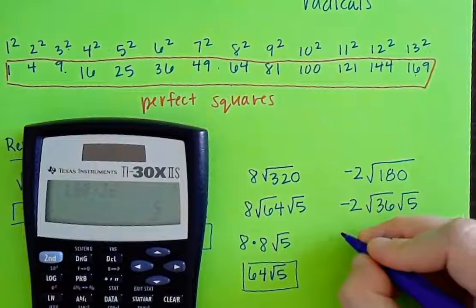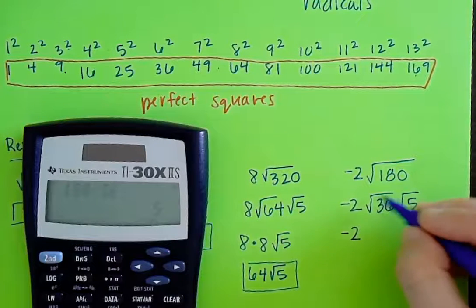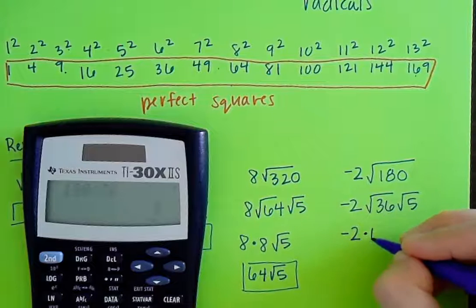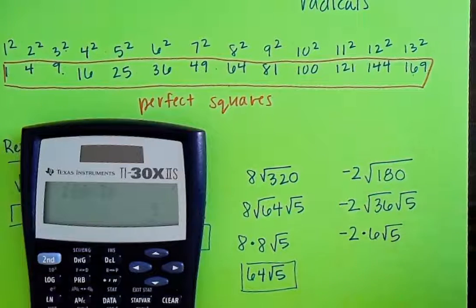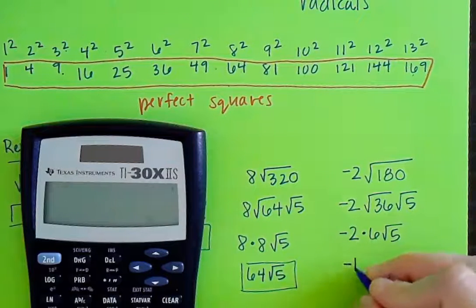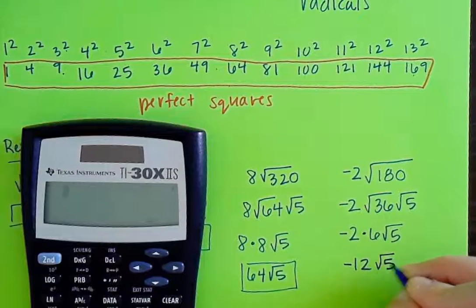Now, drop down that -2. We can't do anything with it yet. But now, what's the square root of 36? It's 6. -2 times 6 we know is -12 square roots of 5.